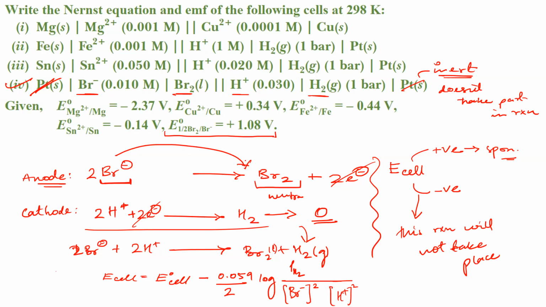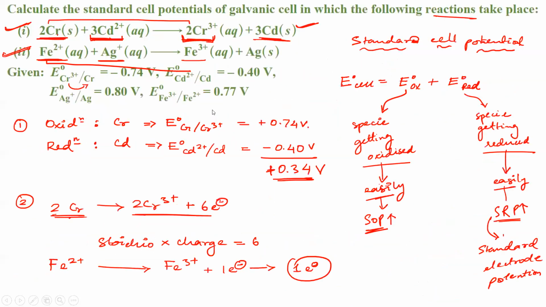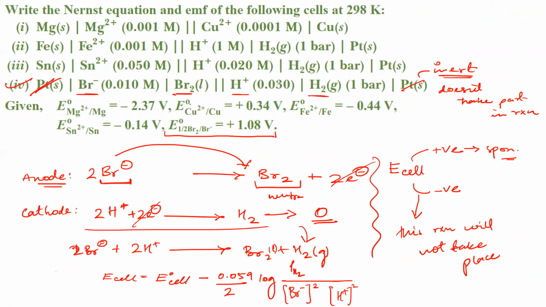Because this one, right? 2 Br negative. Hey, what I have told you earlier, for E naught cell, what do you have to see? E naught oxidation of the species getting oxidized, right? Look here, is this getting oxidized? Is this oxidizing? Br2 to Br negative. Is it oxidation? No. So the sign will have to be changed, right? Yes, sir. You don't have to remember that.